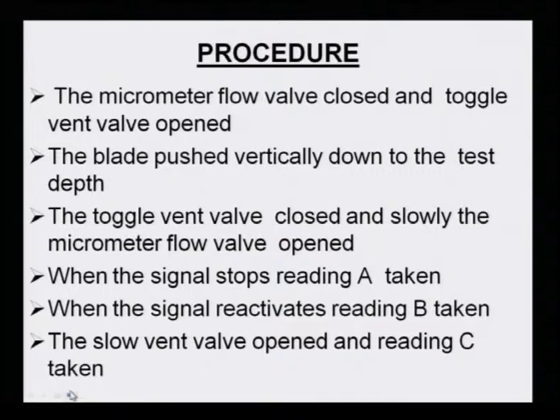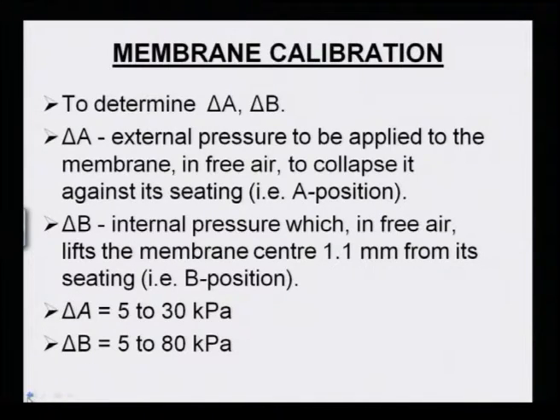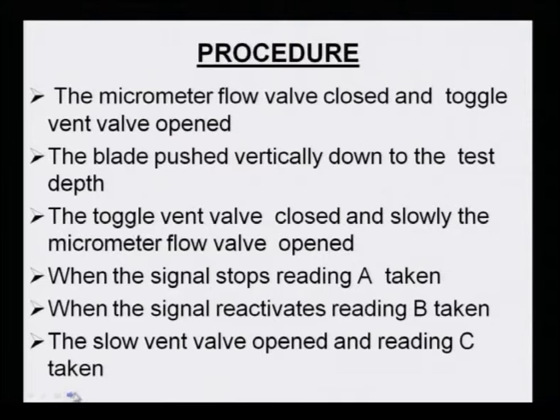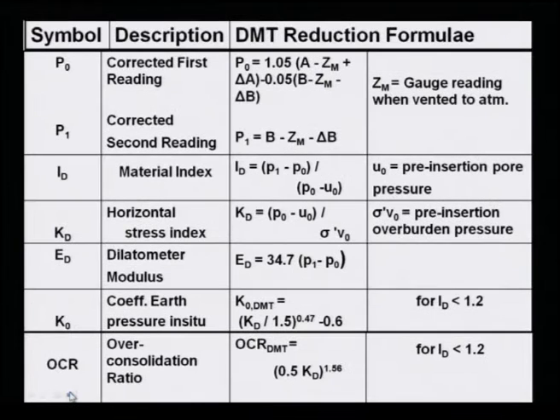As I said earlier, the procedure is like this. The moment gas enters, it will try to expand. Once it expands, the soil is there. With this soil resistance, the spring will either expand or contract. Based on the spring resistance, you can find out sigma 3. So these are all the dilatometer test reduction formulas for different P0 and P1, how to find out KD, horizontal stress index, ED, dilatometer modulus, K0, coefficient of earth pressure in situ. This is our requirement.